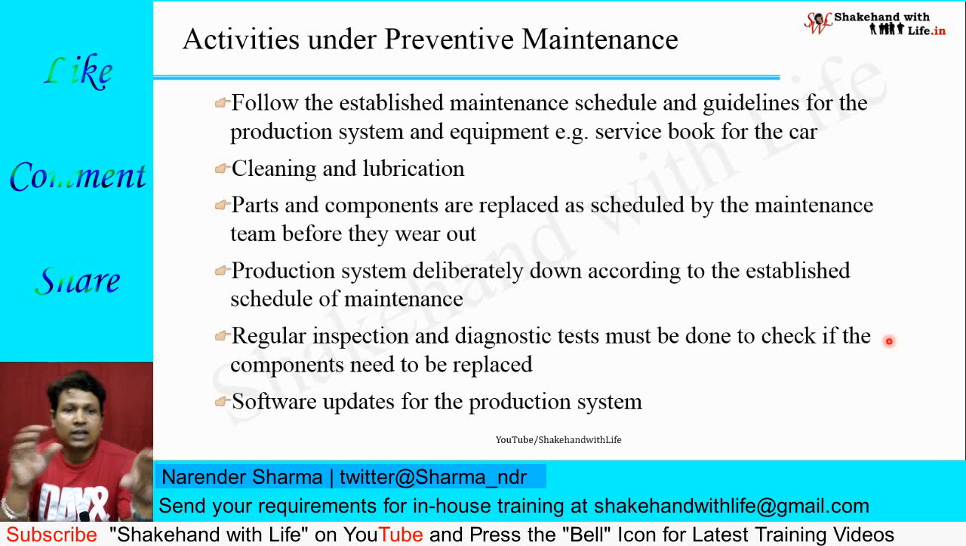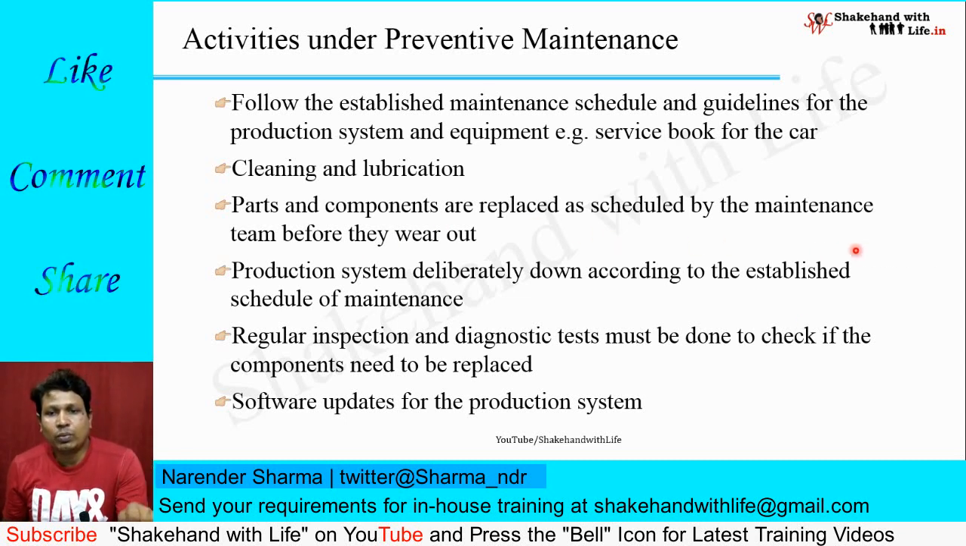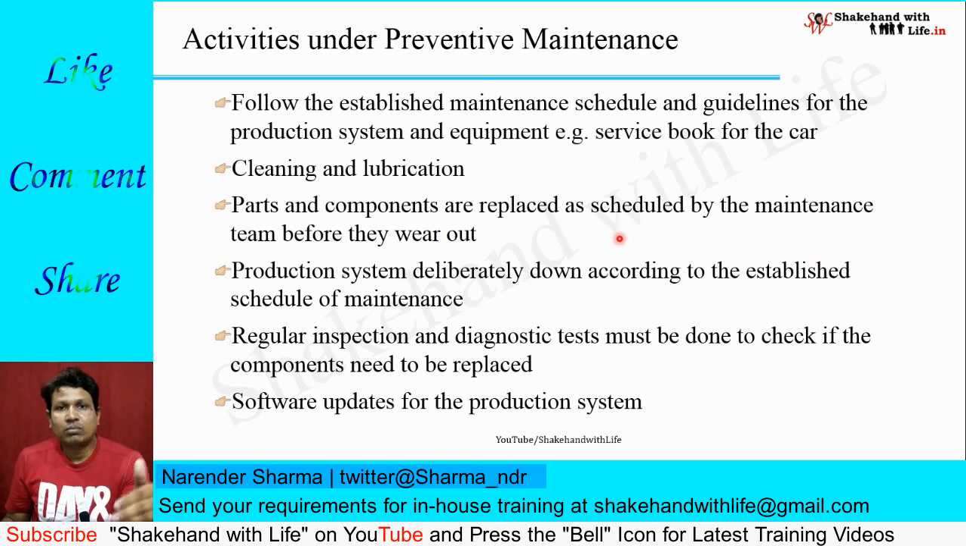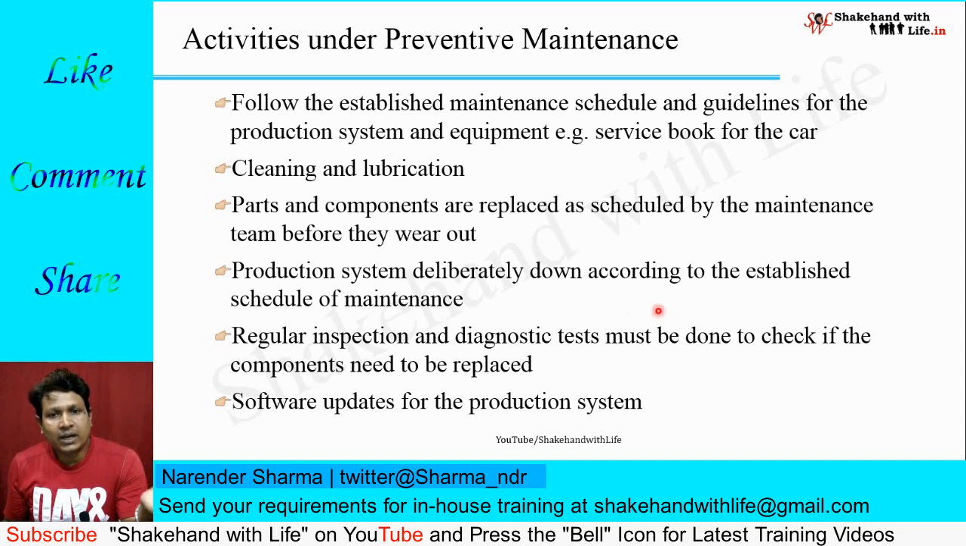Then parts and components are replaced as scheduled by the maintenance team before they wear out. The parts and components in the production system must be replaced according to the schedule before they wear out. If they wear out during the operational condition of the production system, that may create a huge loss or a breakdown or different kinds of losses in the production system. The production system may be down for a long time. The production system is deliberately taken down according to the established schedule of maintenance.